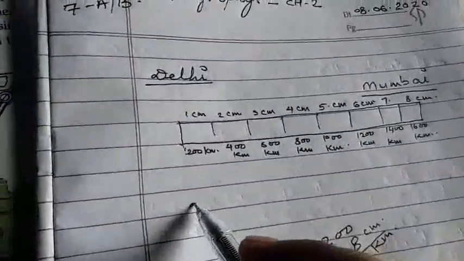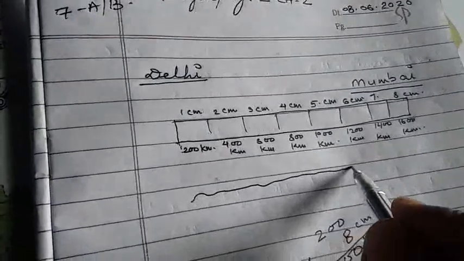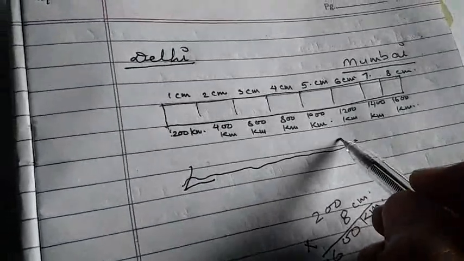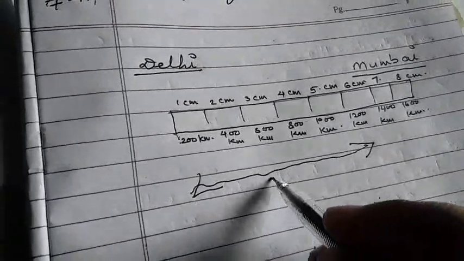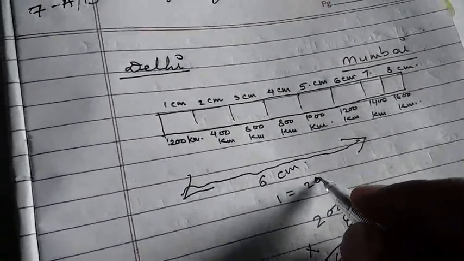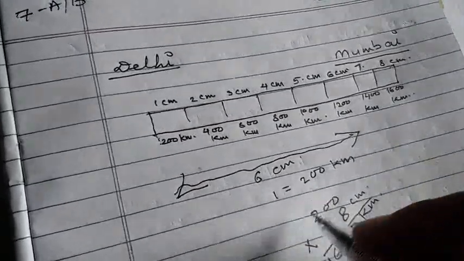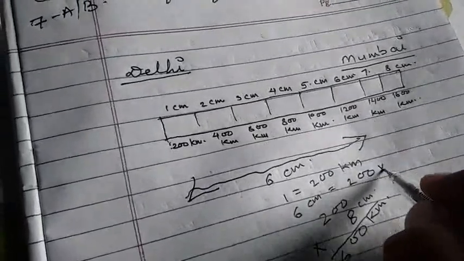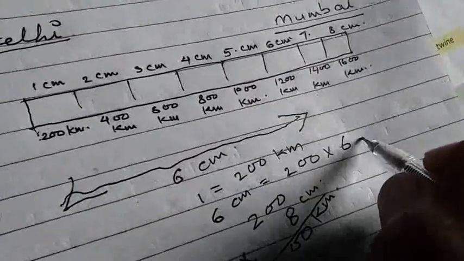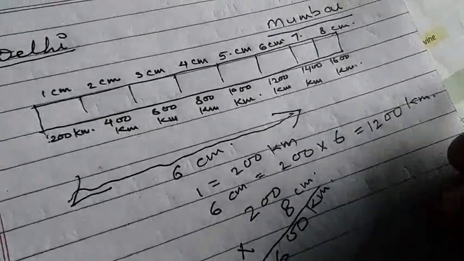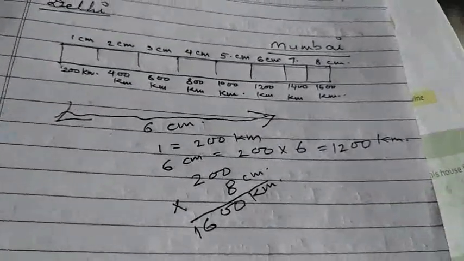For example, this is a thread and it is up to 6 centimeter long. From this point to this point, it is how many long? 6 centimeter long. 1 centimeter is equal to 200 kilometer. Then 6 centimeter is equal to 200 into 6, which is equal to 1200 kilometer. Hope you understand how this is measured, how a thread is measured.